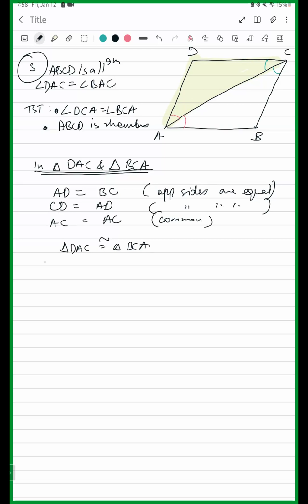Okay. So therefore, by CPCT, angle DCA is equal to angle BCA using CPCT. Okay. This part was pretty simple. All right. Now we need to show that it is a rhombus.